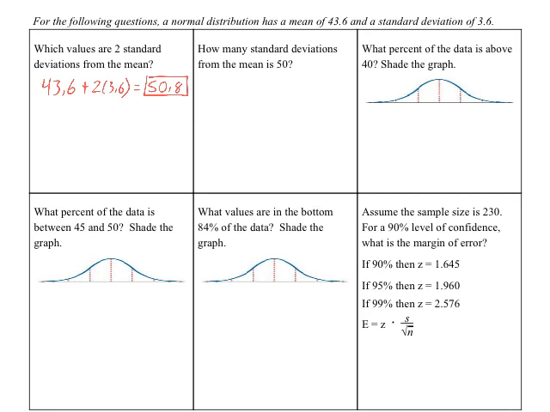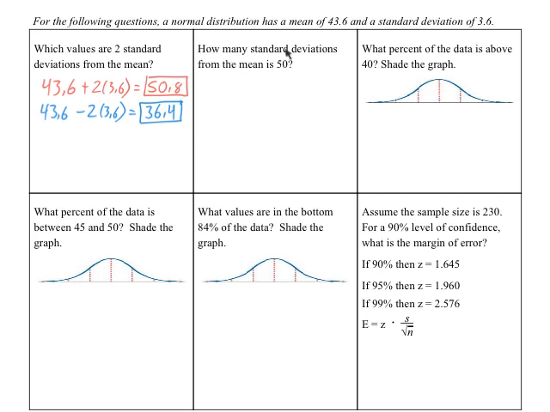And then if you want the one below, you take 43.6 and you subtract 2 sets of 3.6 because you're going down 2 steps in standard deviations, which is 36.4. Those would be your 2 values that are 2 standard deviations from the mean.